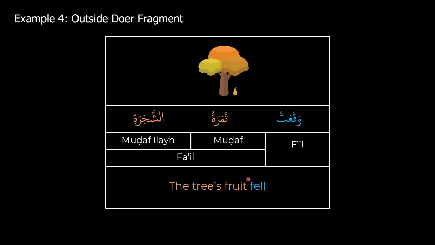Next, we have an example with an outside doer, but it's a fragment. So, waqa'at thamaratu shajarati, right? So, waqa'at is going to be our fi'l, and thamaratu shajarati is going to be our fa'il because thamaratu is going to be our mudaf, and ash-shajarati is going to be our mudaf ilayh. This is going to be our fa'il because this is in a state of rafa. You can tell by the dhamma right here. It comes after the fi'l, and both match in gender as waqa'at is feminine and thamaratu shajarati is feminine as well. So this becomes the tree's fruit fell.